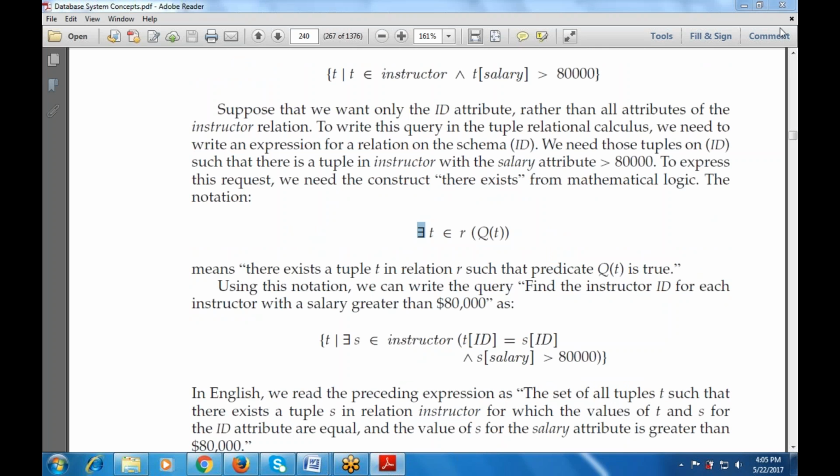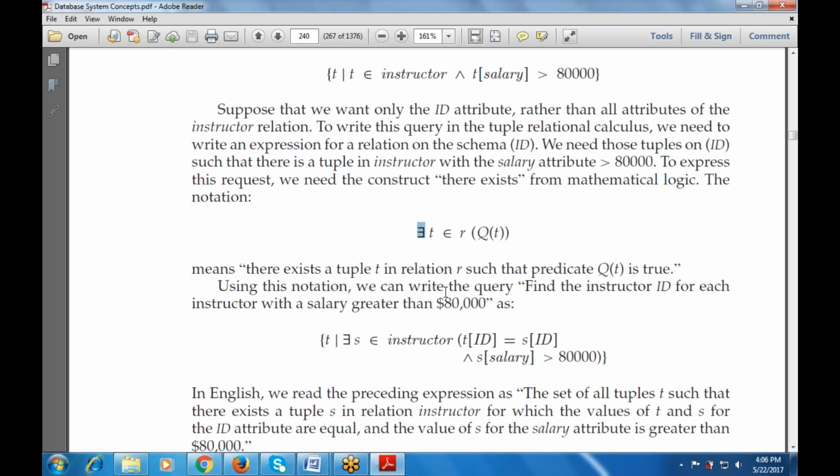Now we are using 'there exists' from mathematical logic. The notation is: there exists T ∈ R such that Q(T). So there exists a tuple T in relation R such that the predicate Q(T) is true. Using this notation, we can write the query: find the instructor ID for each instructor with a salary greater than 80,000.